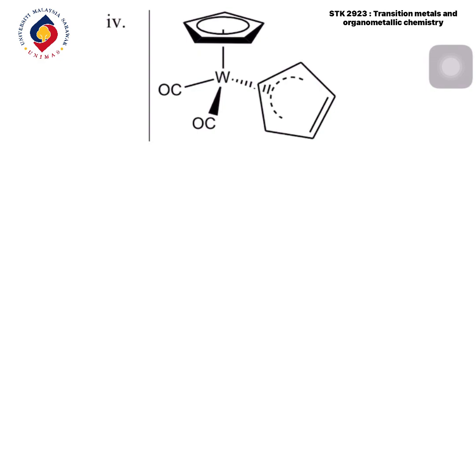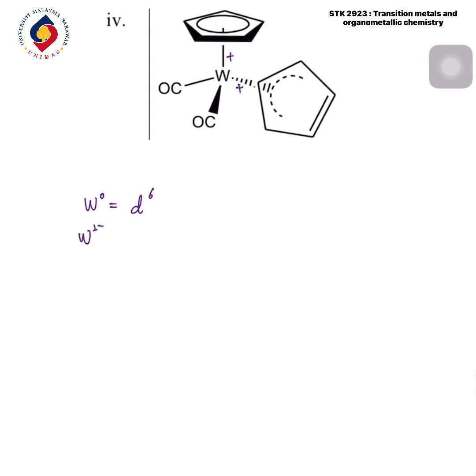So this is the second last question. As we know, tungsten in its original state is d6, equal to 6 electrons, and in this diagram tungsten has 2 positive charge, which is tungsten 2 positive, equal to d4 and has 4 electrons.